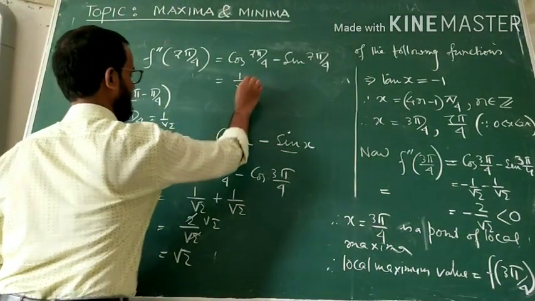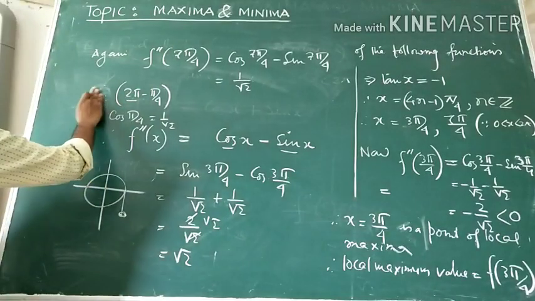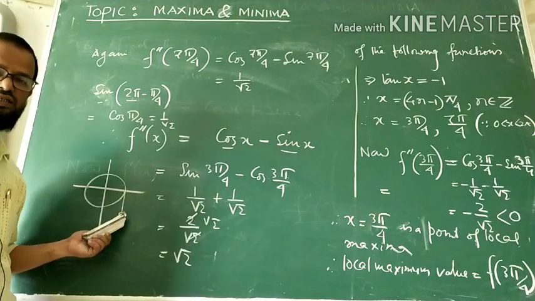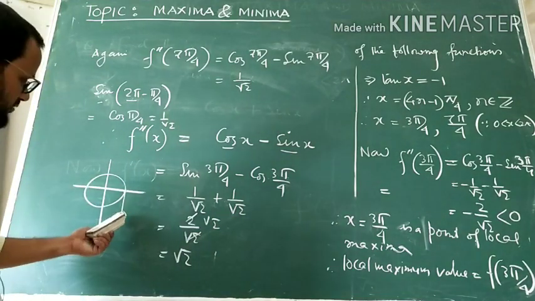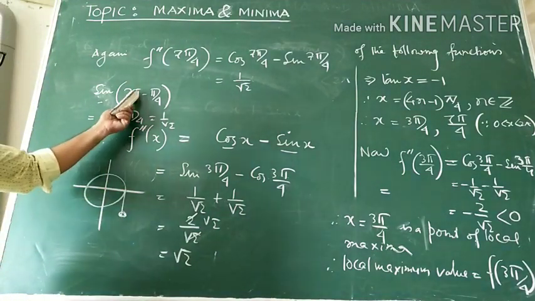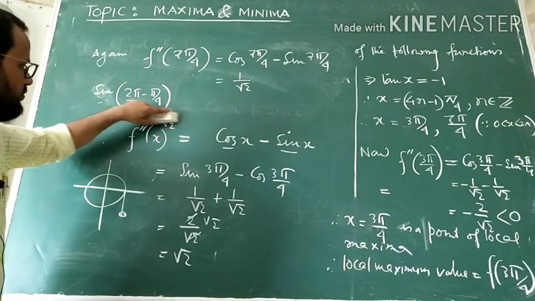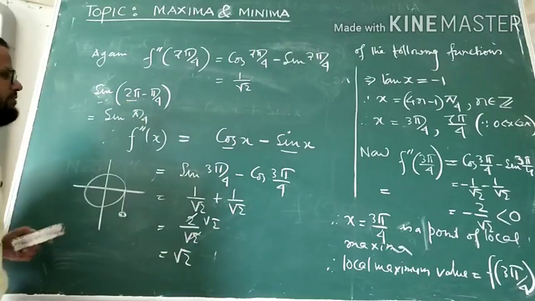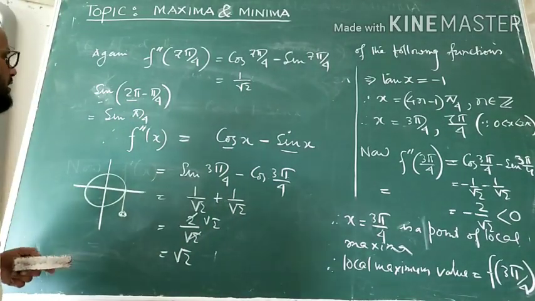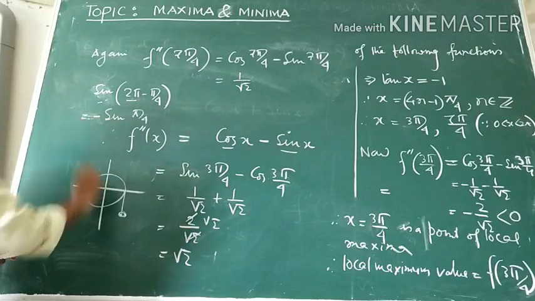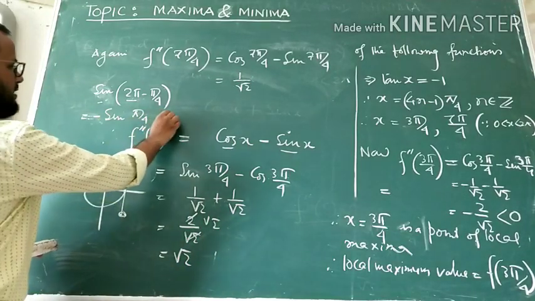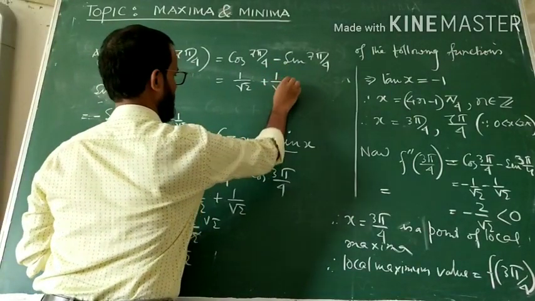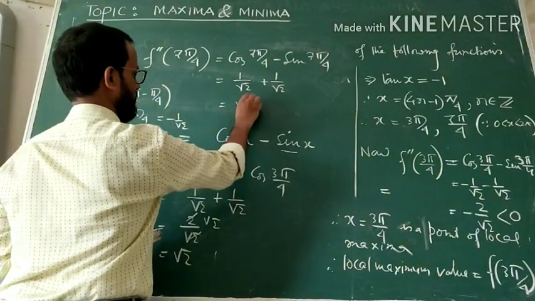Now comes the second one, sin. Sin in the fourth quadrant is negative. And for 2 pi there is no change, so it can be sin pi by 4. And sin pi by 4 equals 1 by root 2, with a negative sign. Ultimately the answer is minus 1 by root 2. So minus minus plus 1 by root 2. So finally it is root 2.